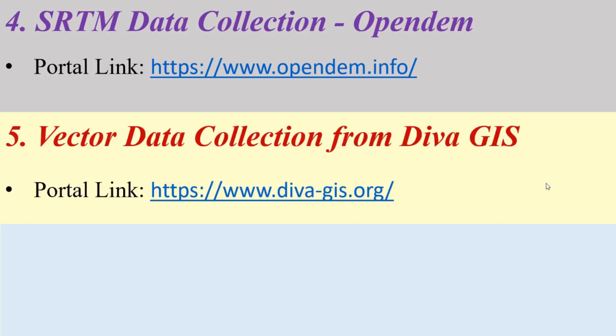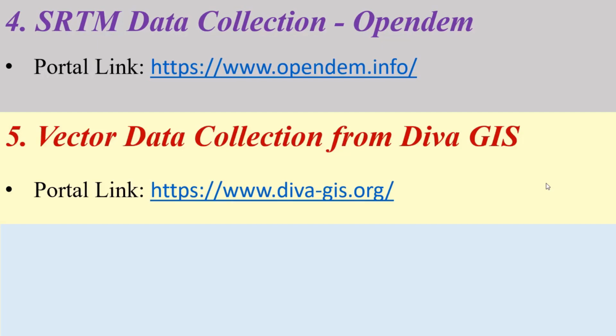The fifth one is vector data collection from GIS. This portal provides open source software as well as spatial data for the entire world. It is one of the popular portals to download vector data. The web link for the page is mentioned here. You can use it to go to the web page.